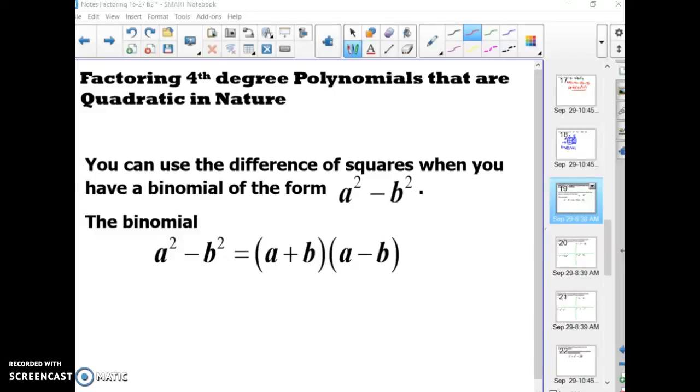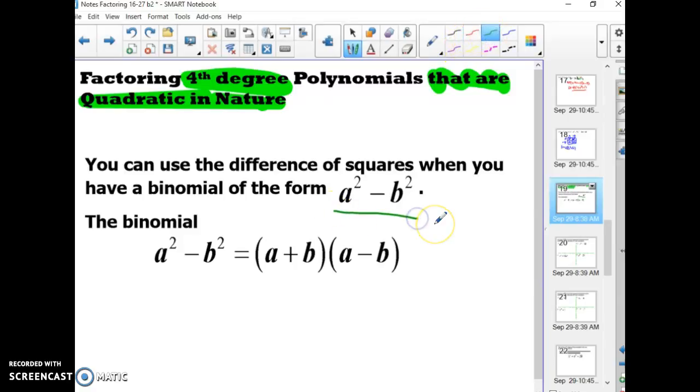So now I need to look at how I'm going to factor fourth degree polynomials that are quadratic in nature. So we have fourth degrees and they are quadratic in nature, so they have similar properties to quadratics when we factored those. One of the things you've got to look out for is the difference of squares. So I have a squared minus b squared.